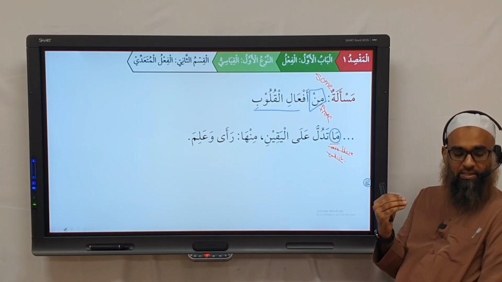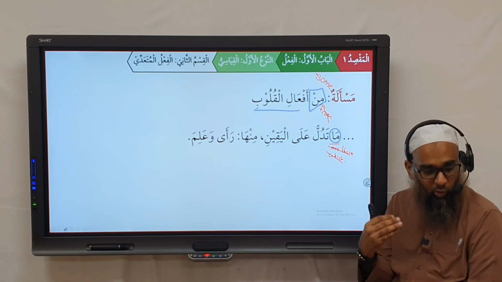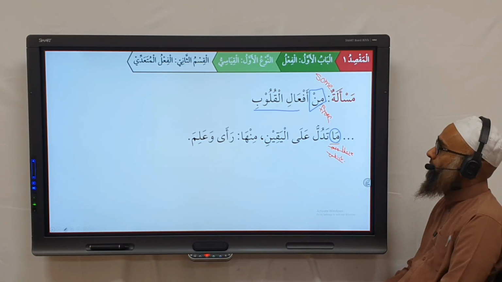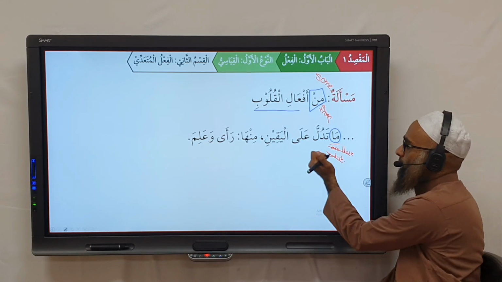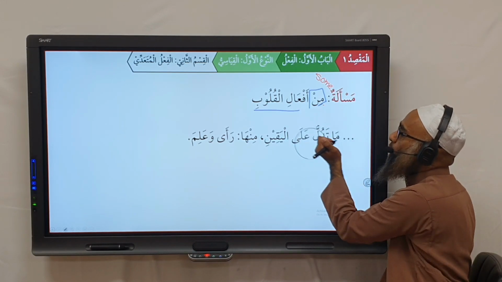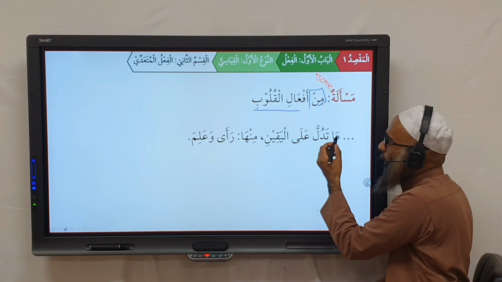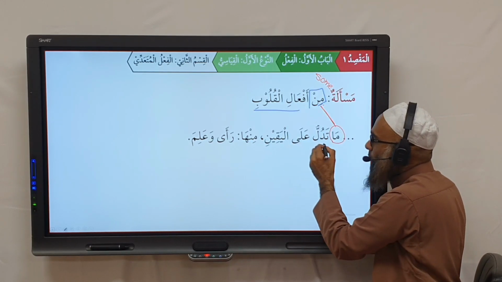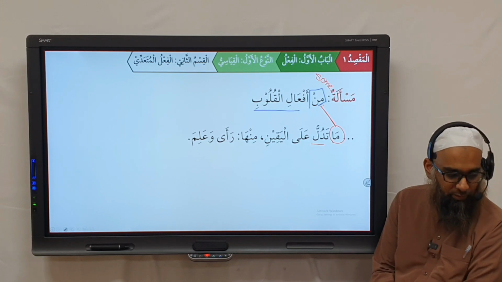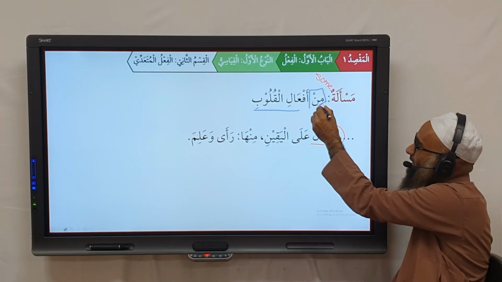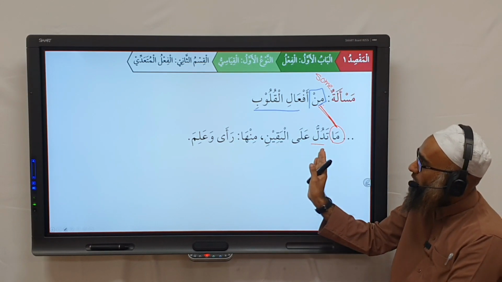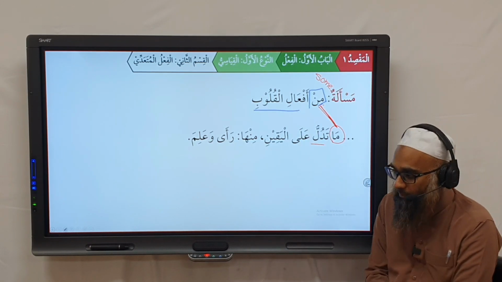So when you have a min at the beginning of a sentence, a khabar muqaddam followed by the ma mawsool after it, there's a possibility you can translate it as some. So here we translate it as some. You don't have to translate it as are those mixed together. So you can say some af'al al-qulub denote, putting the min and the ma together, and it says some. So some af'al al-qulub denote or show certainty.